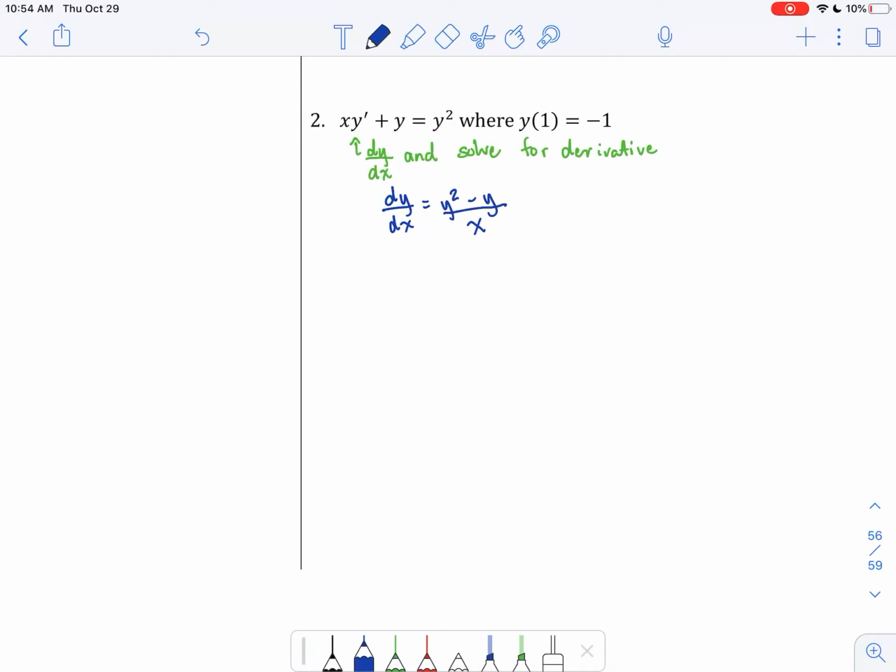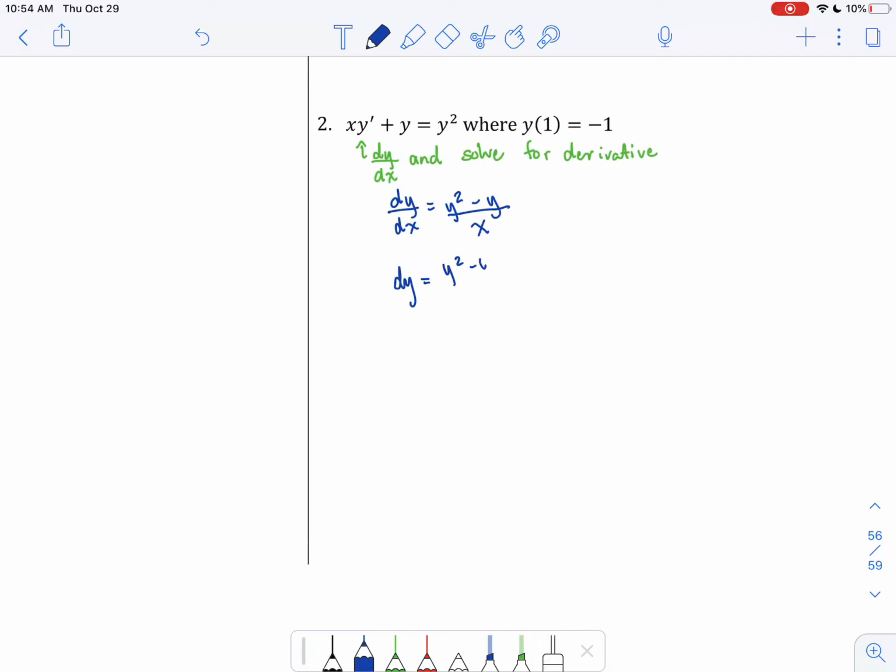Now that it looks similar to our last one, I am going to do the same first step, multiply by the dx, and I'm going to end up with dy is equal to y squared minus y over x dx. Again, I want an x side and a y side, so I'm going to keep these together, and I'm going to divide by y squared minus y. So dy over y squared minus y is equal to 1 over x dx.